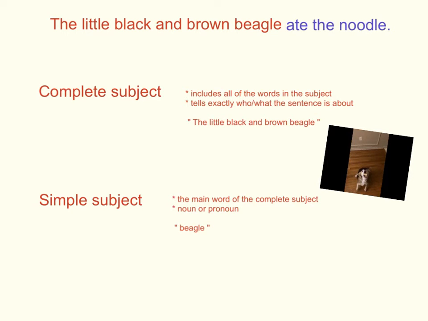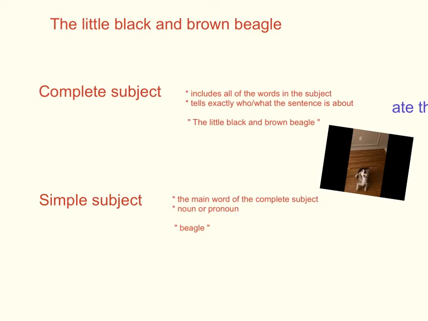We're first going to talk about the complete subject and simple subject. In order to make that easier, I'm going to take the predicate out of the way. Now that the predicate's out of the way, we can focus on the complete subject and simple subject. The complete subject includes all the words in the subject and tells who or what the sentence is about. For our example, the little black and brown beagle is our complete subject.